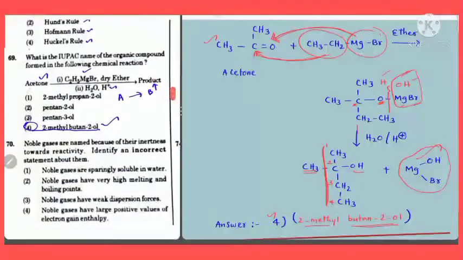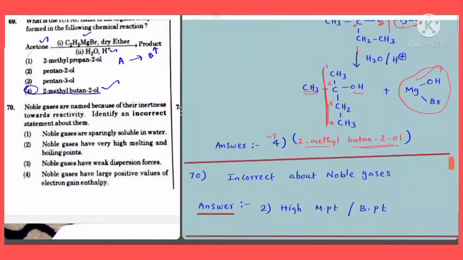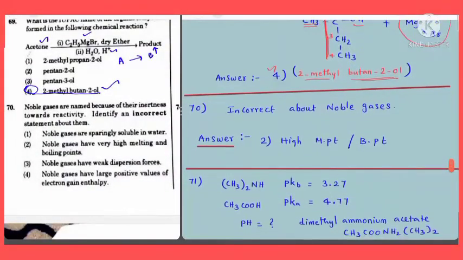Next, question number 70. Noble gases are named because of their inertness towards reactivity. Identify an incorrect statement regarding inert gases. Among the given 4 statements, one is incorrect about noble gases, and you have to identify that one. Noble gases are sparingly soluble in water. That is the correct one.